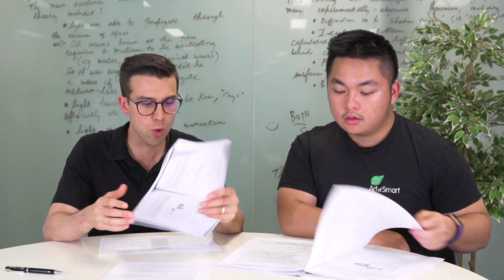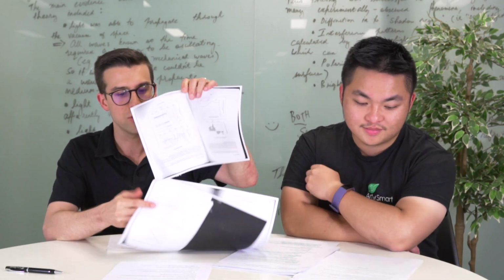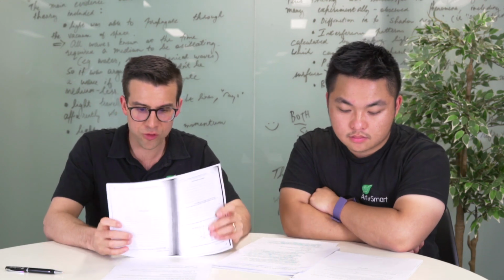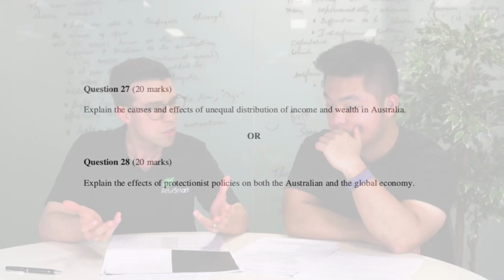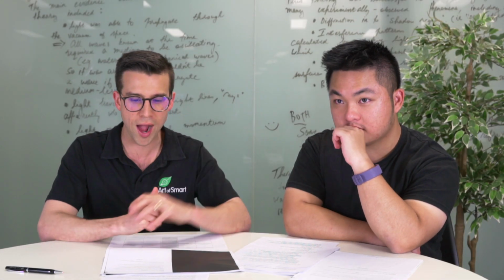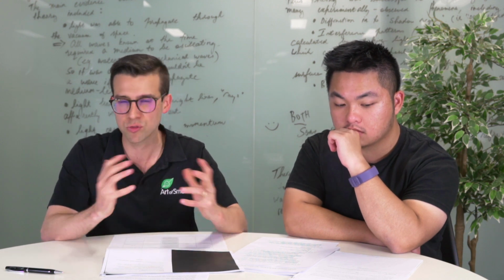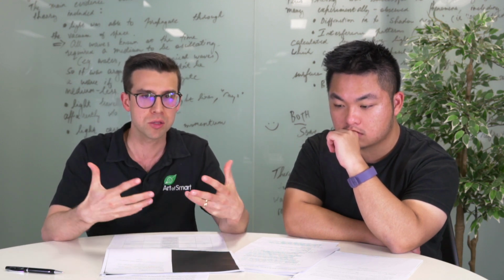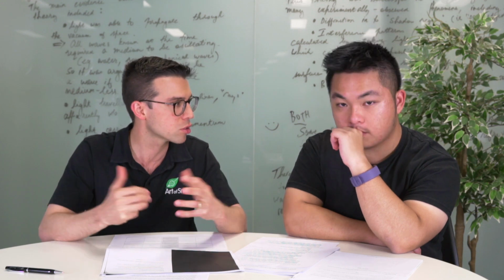Now, the other two essays we have in the paper: explain the causes and effects of unequal distribution. I mean, that's a more standard question, honestly. And then explain the effects of protectionist policies on the Australian and global economy. That's also a little more common. So it looks like what they've done is they've really mixed things up a little for section 3, and in section 4, they've gone back to some more straightforward questions, shall we say.